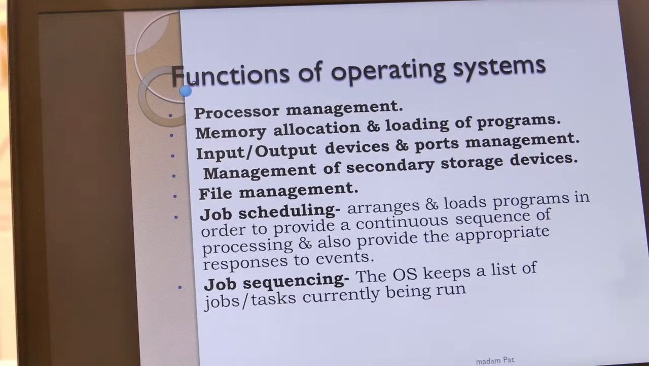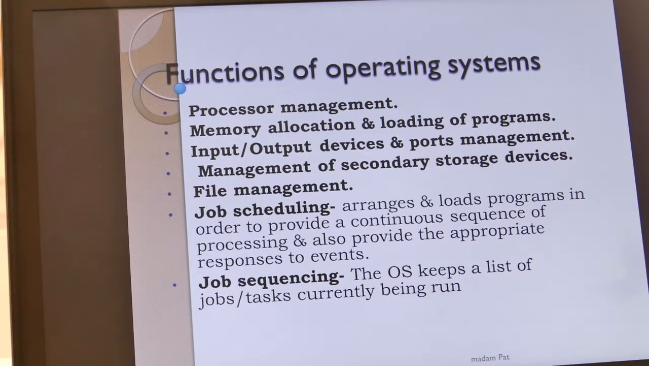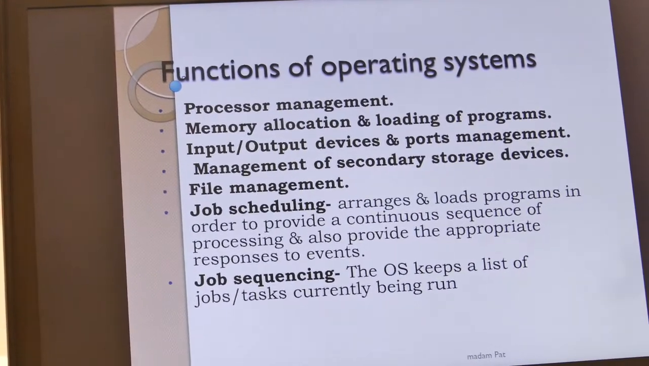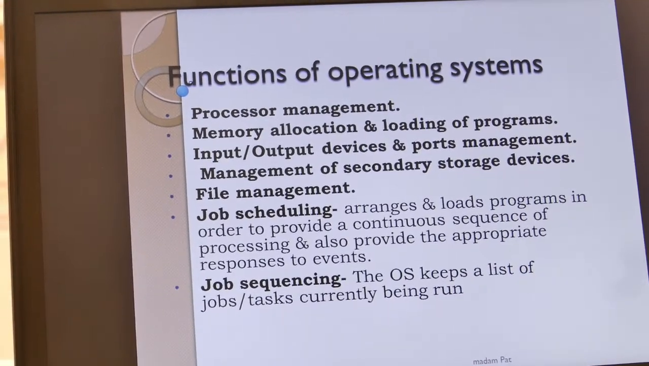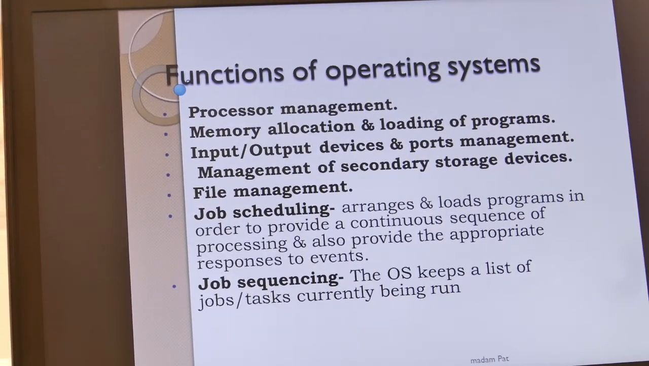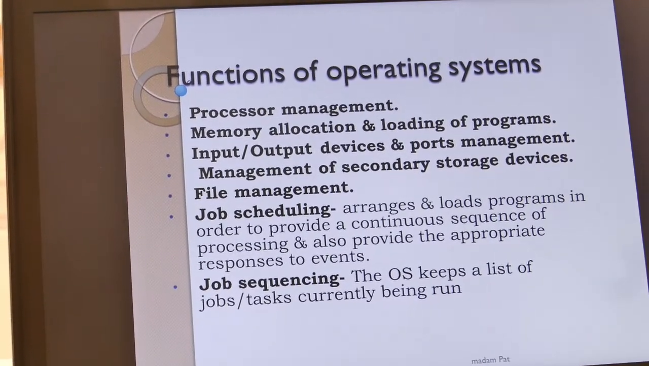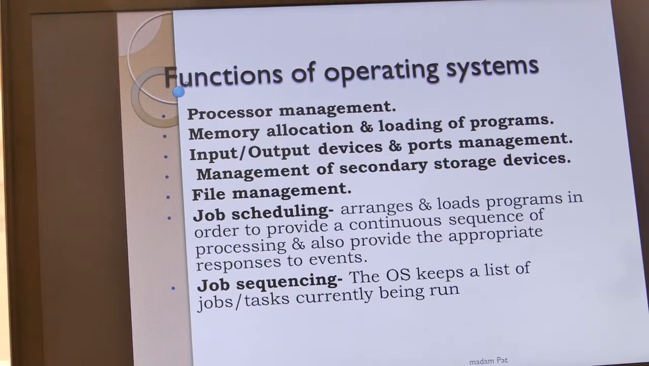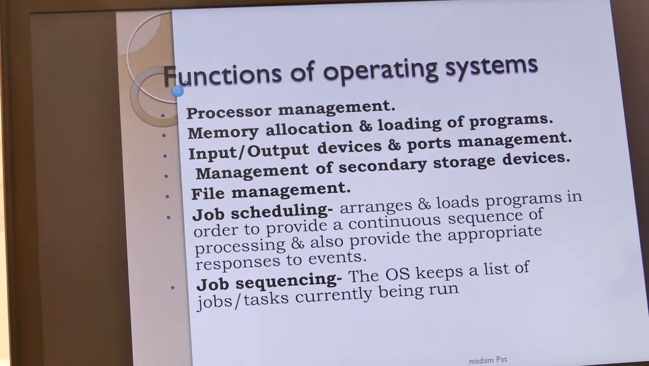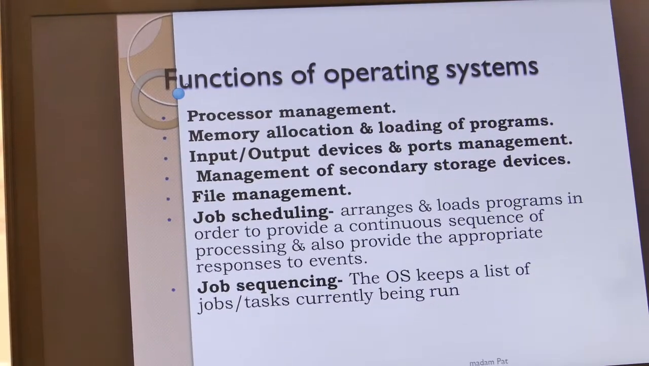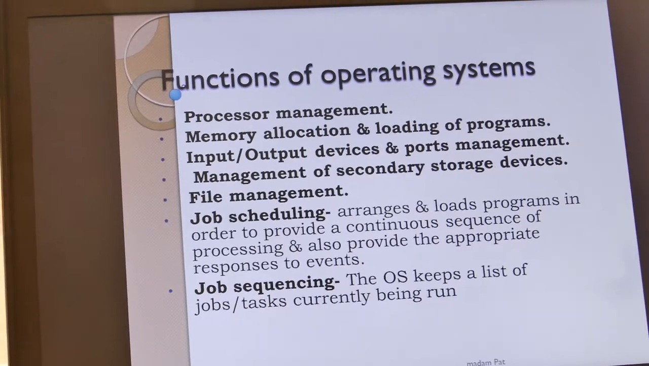Functions of operating systems. Processor management. It is the work of the OS to manage the CPU. It is the one to know which task to be processed at this time. After this task has already been processed, which one to be on the queue, followed by which, and so on. So it manages the processor on which tasks to be processed at what time.